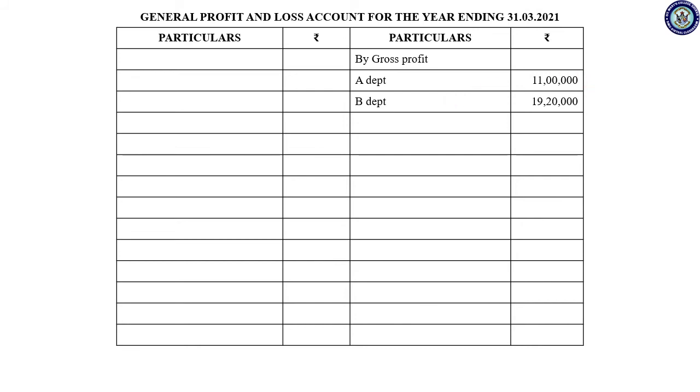Next, now you see the trial balance. There is one expense, that is general expenses, that you have to take here. So expenses should be debited.